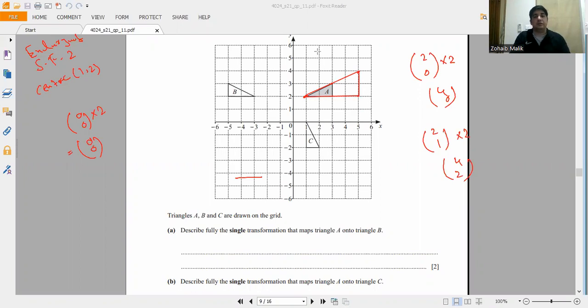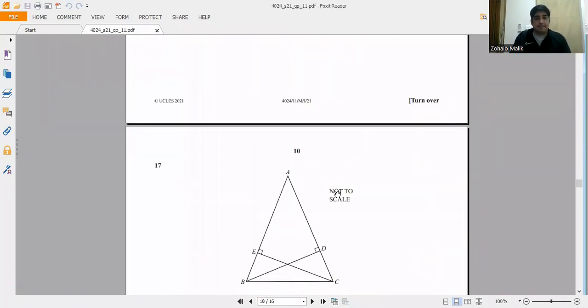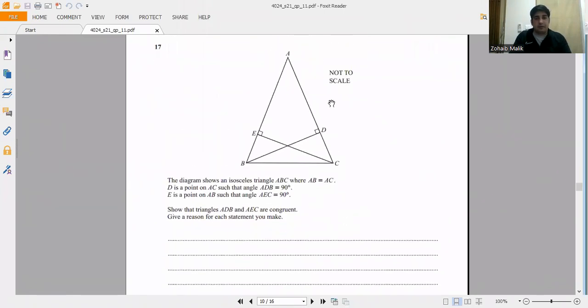This is the shape D, which we can name shape D. Okay, let's move to the next question. Okay, question number 17.